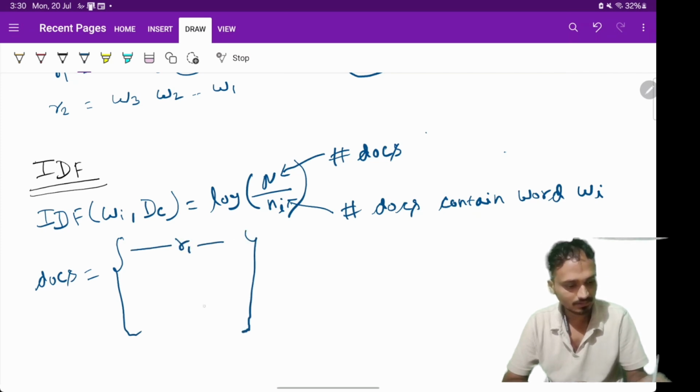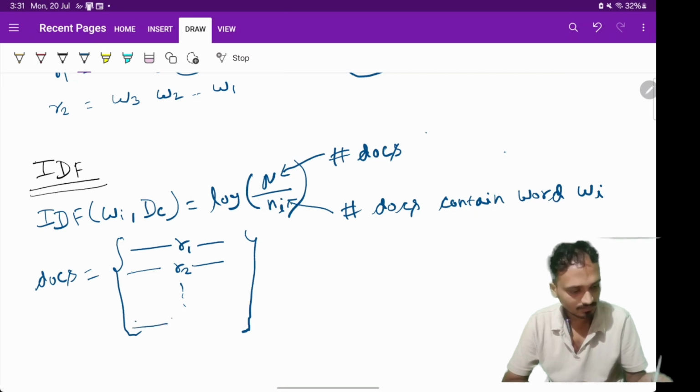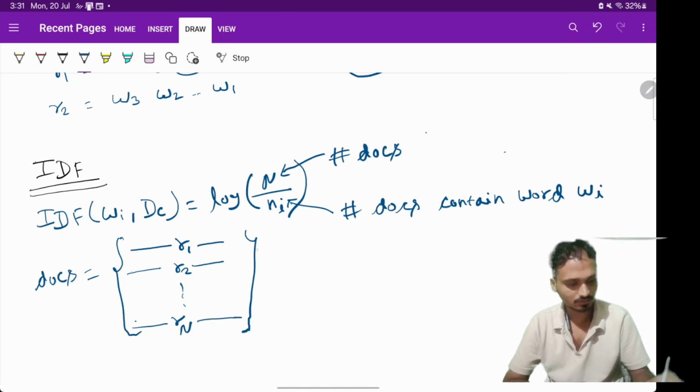Let's say here we will have R2, dot dot dot, here we will have Rn. So the number of docs is n. This is the entire docs, the collection of all reviews. So this is the number of reviews, the total number of reviews is n in the docs.